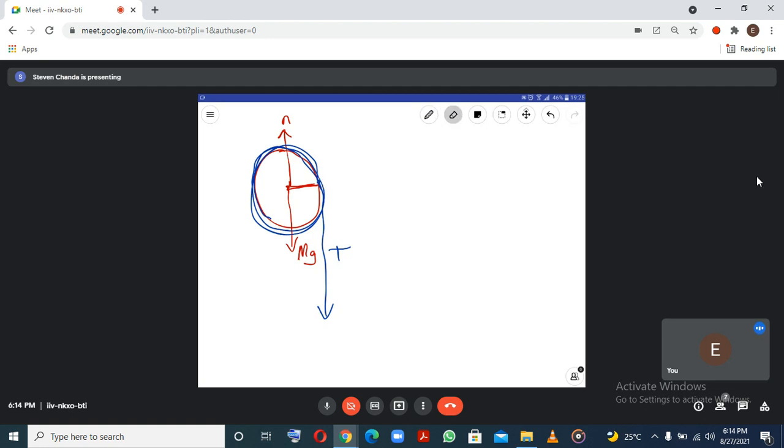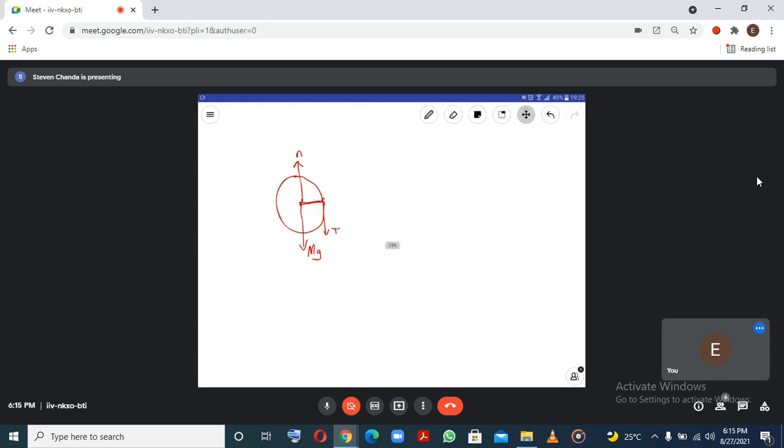So now let's write it. That's why I need people to see where that was coming from. So here you see there's going to be a tension as a result of the rope. So T there, right? So that's pretty much the free body diagram for the wheel.